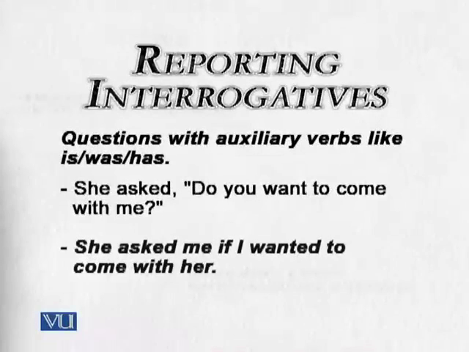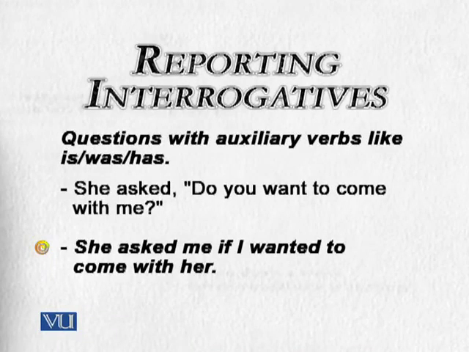And what we are doing, she asked me if. Not using that, we're using if. And then you is a second person pronoun, changed according to the object. Object is me, so I is there. If I wanted, want, present verb changed into past verb, wanted to come with her. Now this me is changed into her. Why? Because me is first person pronoun changed according to the subject of the reporting speech, and subject of the reporting speech is she. Sentence goes full. She asked me if I wanted to come with her.